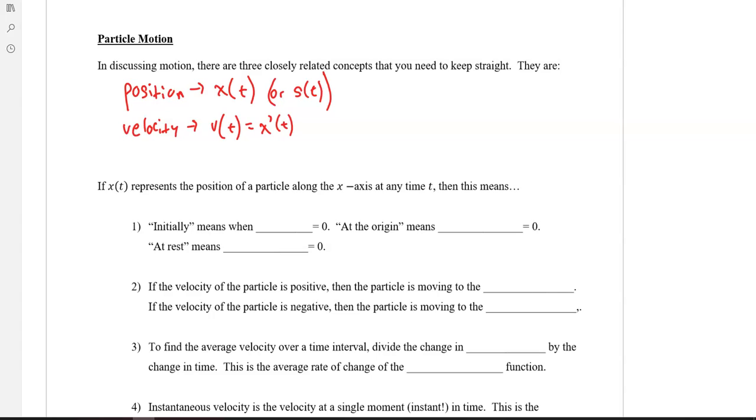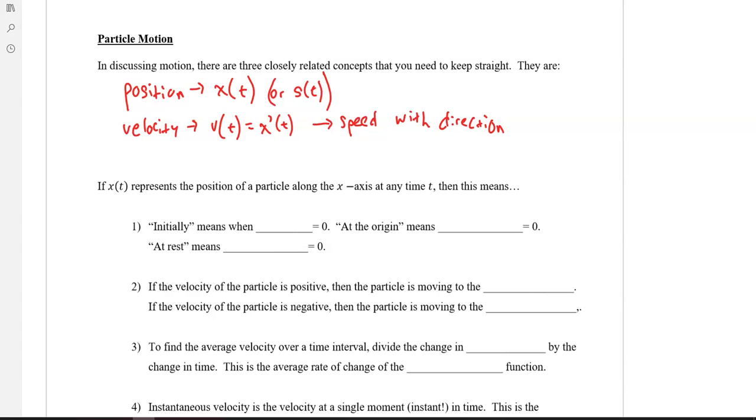So you can think of the velocity as the speed of the particle with a direction. The sign of the velocity, whether it's positive or negative, will indicate what direction the particle is moving, but the velocity itself will give you the speed. Speed and velocity are closely related. Speed, though, typically doesn't have a direction, and we'll get more into that in just a second.